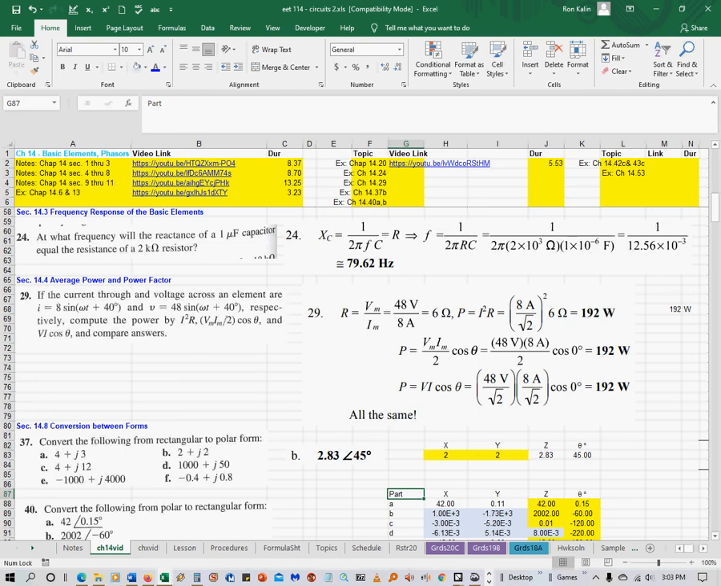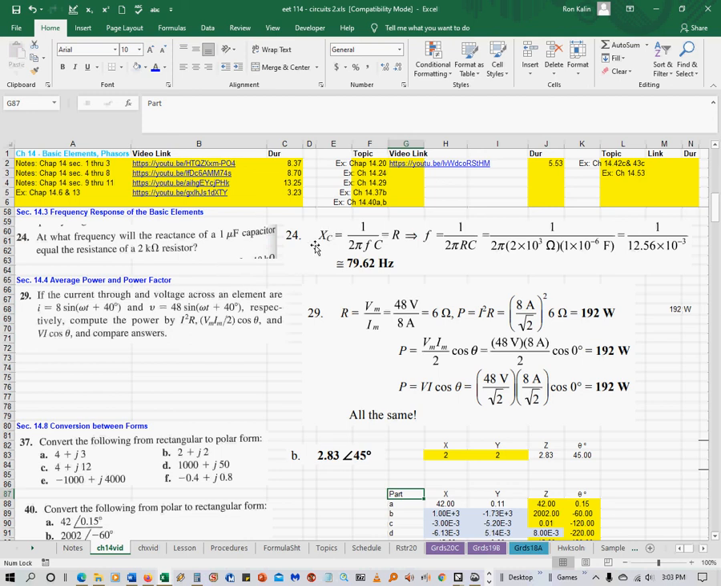Chapter 14, problem example number 24. This is frequency response of the basic circuits. It's asking at what frequency will the reactance of a 1 microfarad capacitor equal the resistance of a 2 kiloohm resistor. So you have to set the two impedances equal to each other.